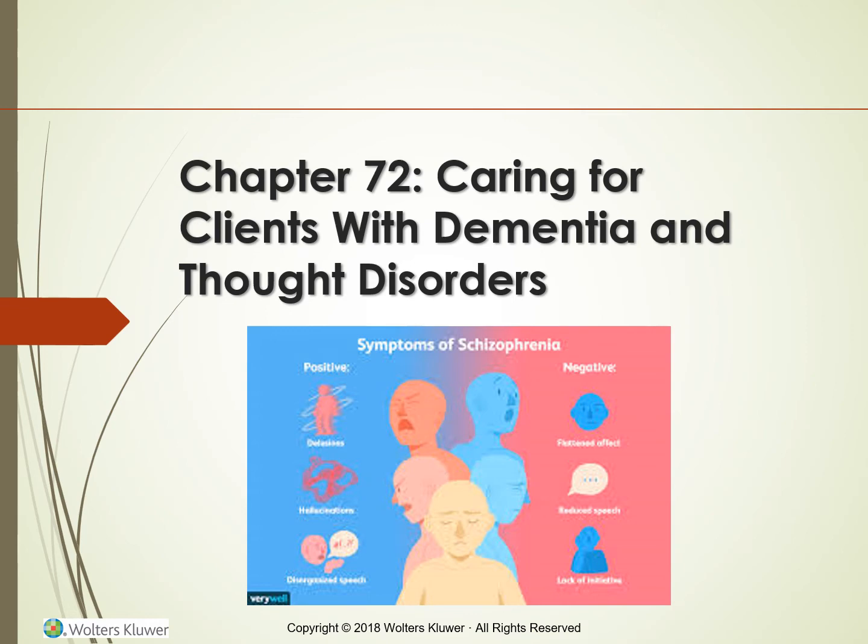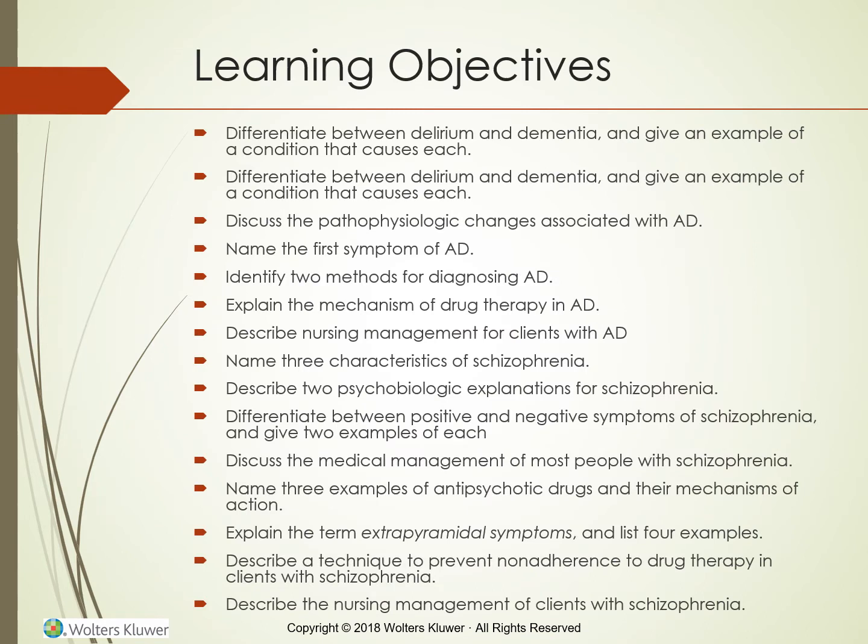Chapter 72 is covering caring for clients with dementia and thought disorders. Please take a moment and stop this presentation to review the detailed learning objectives for this presentation.